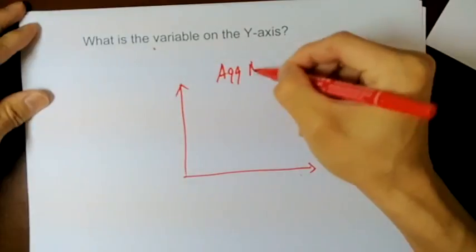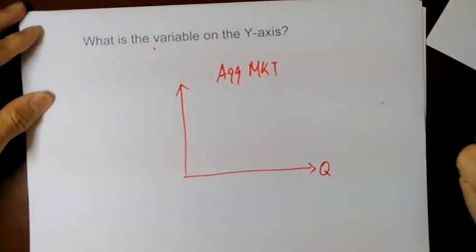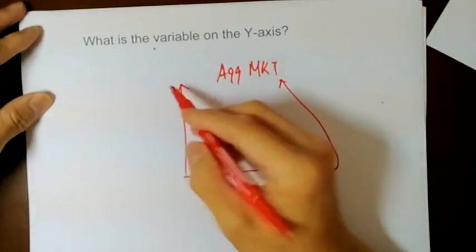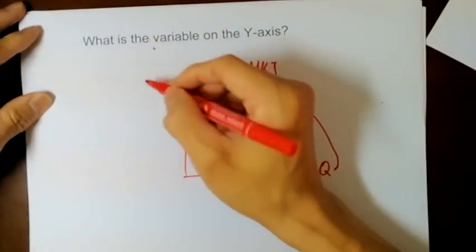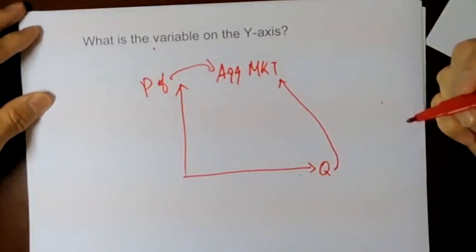Okay? Now the next step is, what is the variable on the y-axis? In the aggregate market, the variable on the x-axis is the quantity of that good. What is the variable on the y-axis? Of course, it's the price of that good.